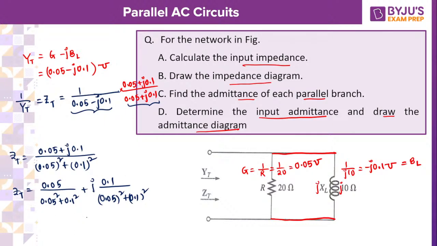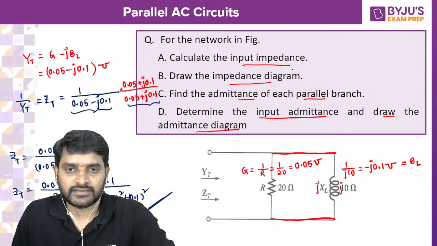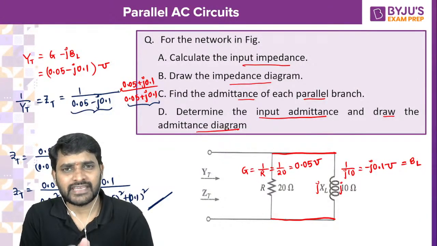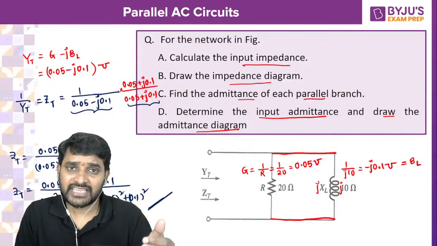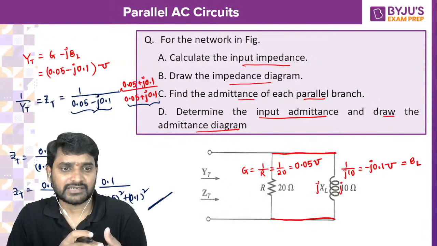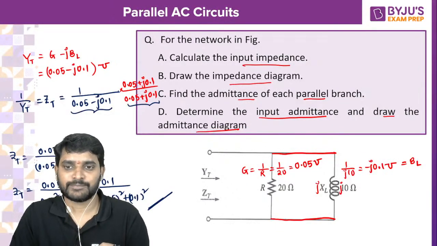Is it clear so far for everyone? Is it clear? So this is how you are going to calculate impedance. Or otherwise you can simply do R1 into R2 divided by R1 plus R2. In the same way you can also do it for multiple elements. Whenever you have multiple elements, this is a better option.